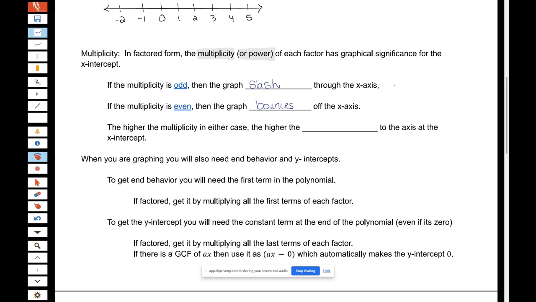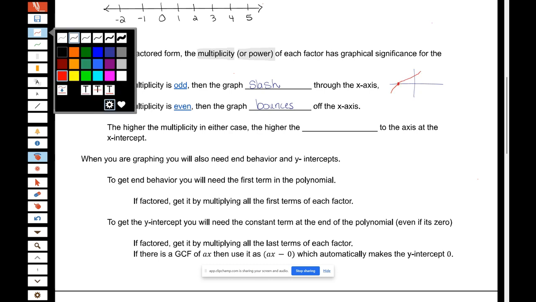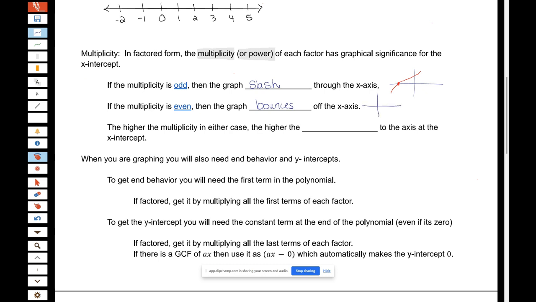If the multiplicity is odd, at a particular point on the x and y axes, the graph goes through the x-axis. If the multiplicity is even, whether the graph is going from above or below, it bounces off at that point and goes back the other direction. And the higher the multiplicity in either case, the more of a hug to the x-axis at the x-intercept. I'm going to show you some examples of what that means.